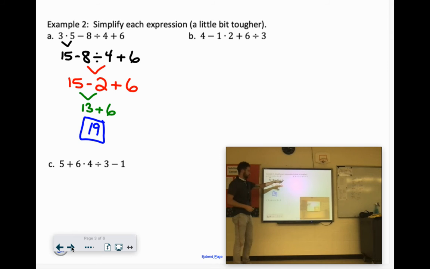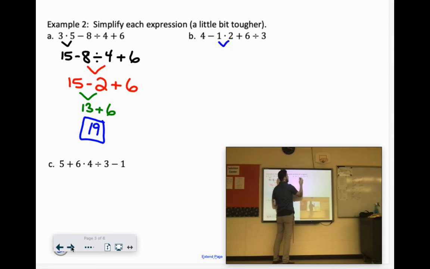So let's try another one. And then you're going to try C on your own. No grouping symbols, no exponents, multiplication and division, left to right. Here we have multiplication. 1 times 2 is 2. So 4 minus 2 plus 6 divided by 3. Do we have any more multiplication and division? Yes. We have division right back here. 6 divided by 3 is 2.